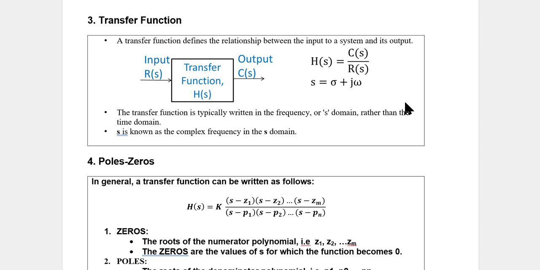In this lesson, we are going to learn how to find poles and zeros of a transfer function. Firstly, what is a transfer function? A transfer function is a function that shows the relationship between the output and input of a control system. Normally, a transfer function is written in the Laplace domain. It's a function of S, and S is the complex frequency.